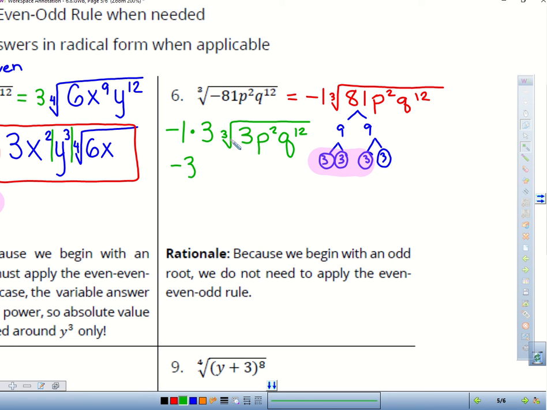Now I have to deal with my variables. So here's the thing. Can 3 go into 2? No. That's true, but you can only divide this by this. So this has to stay inside, because I can't take any grouping of that out, as many as I need. What about the q to the 12? 4 times. And any remainder there? No. And no absolute value because our index was odd. Correct. Make sense?